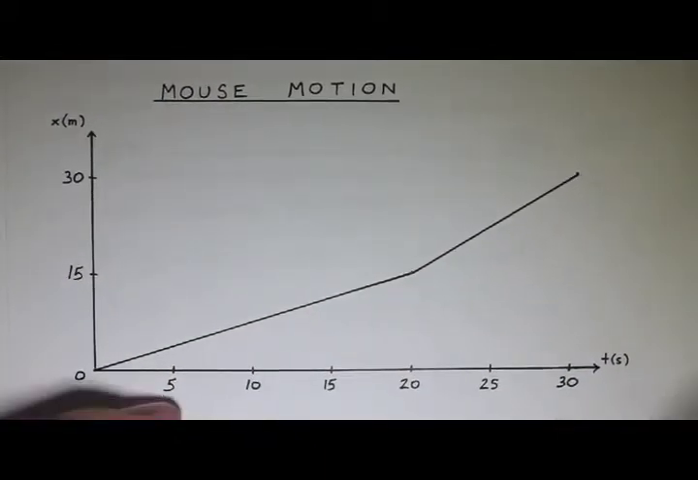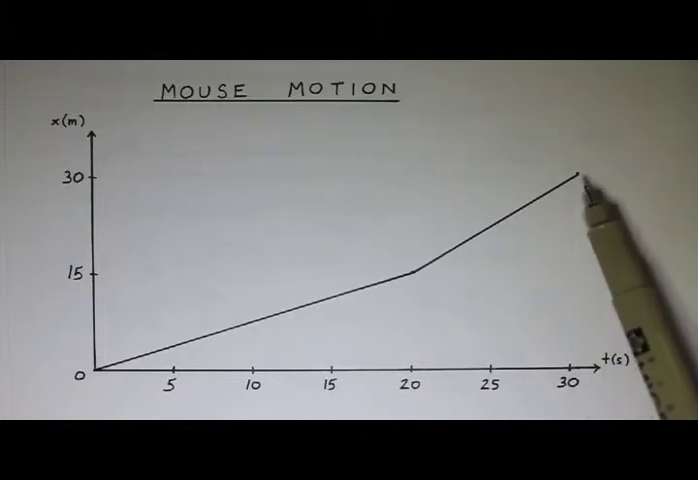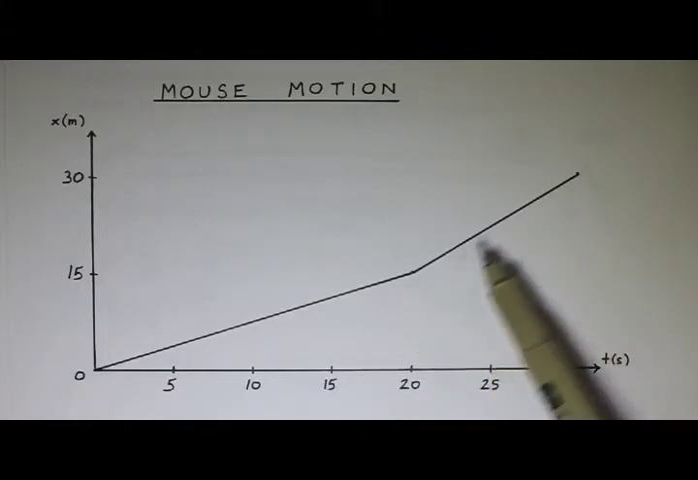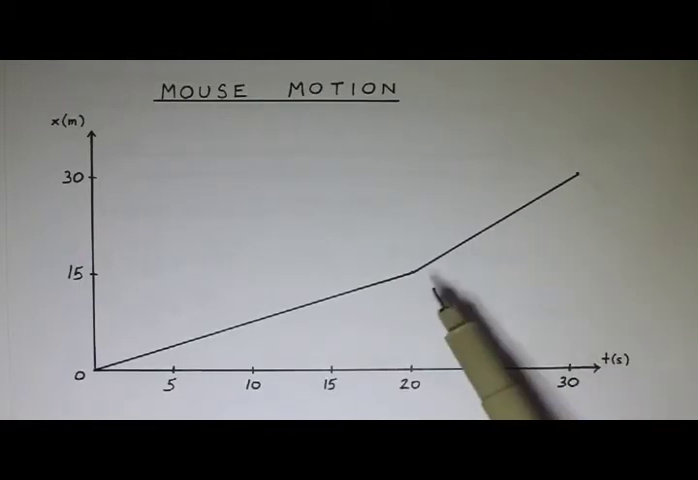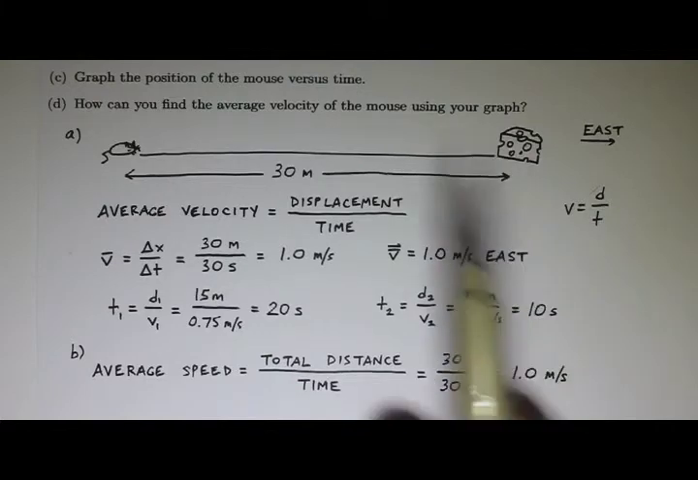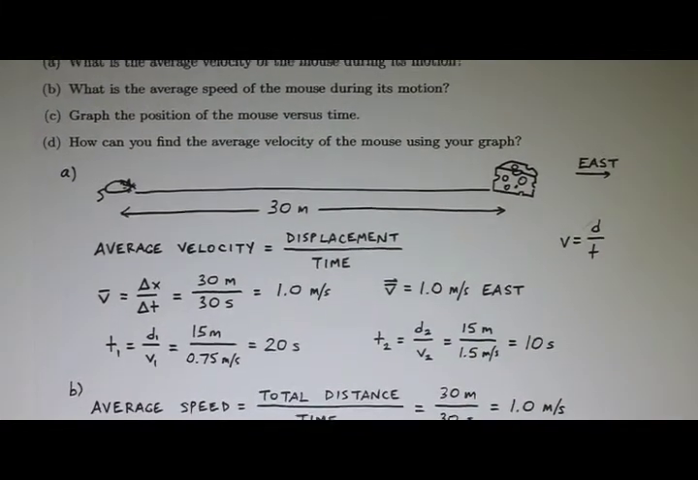So you can see how there's really two distinct parts to the graph. There's the part from 0 to 20 seconds, and then the part from 20 seconds to 30 seconds. And you can see how the line is a bit steeper here. That means he sped up. And let's just check the question, graph the position of the mouse versus time, and that's what we did.